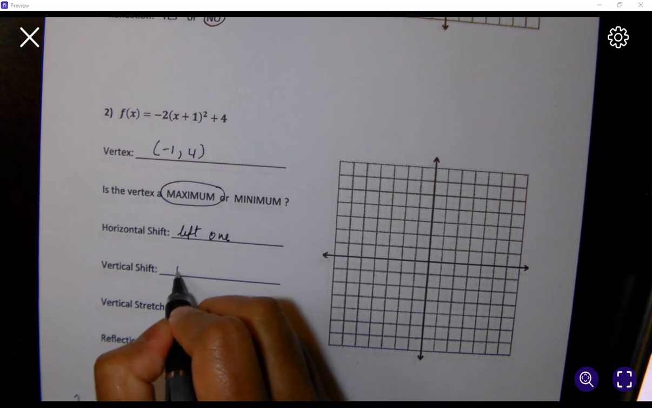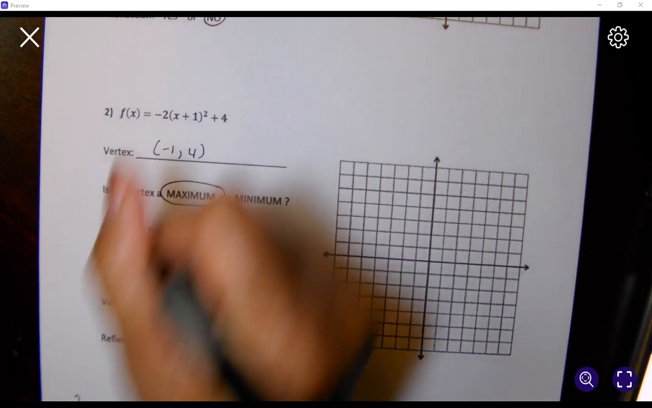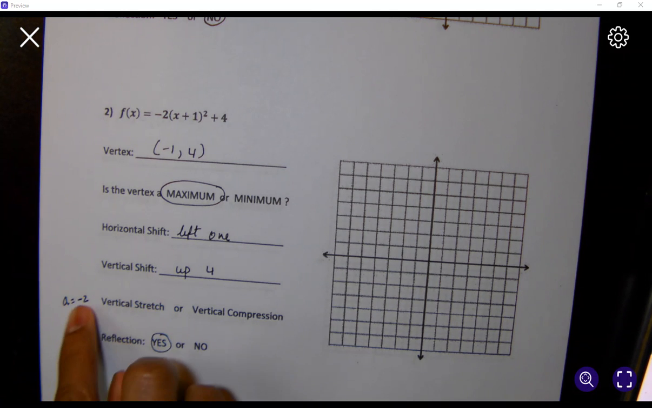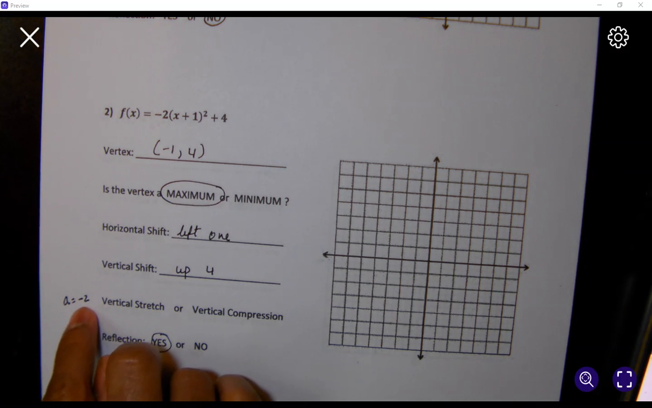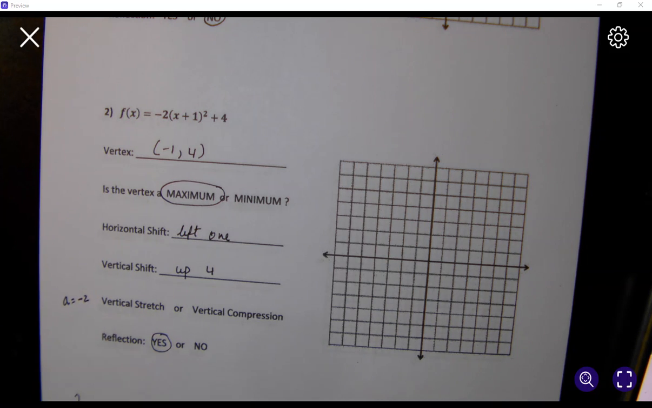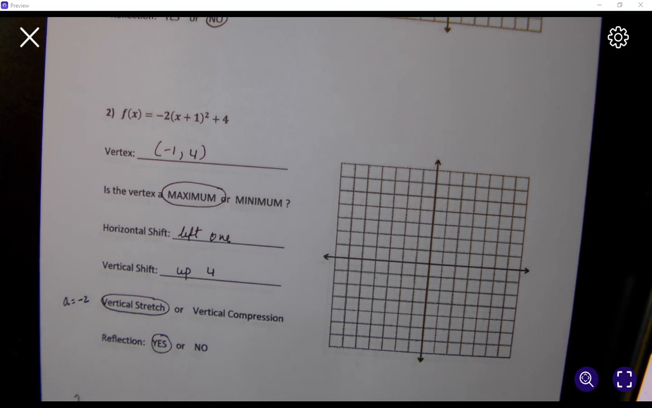And then it's up 4 units. And now, is it a stretch or a compression? To do that, we're going to look at A. So my A here is negative 2. And then we look at it to see if it's greater than 1, and it is greater than 1. But we look at the absolute value of A, which is, we don't care if it's positive or negative. We just look at the 2 part. And since it's greater than 1, it is a stretch.